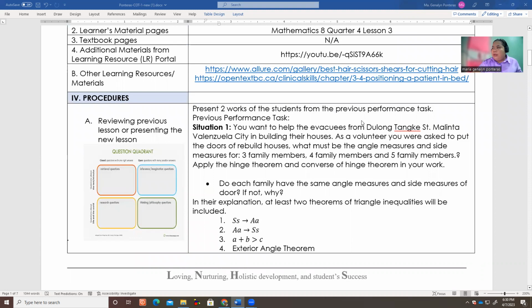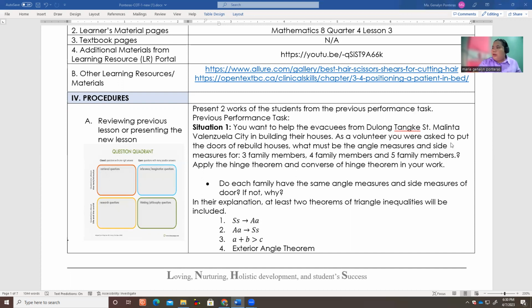Before I proceed with this topic, I asked the students about the first situation. What are they going to do? In the first situation, we want to help the evacuees from Dulong Tangkay Street, Malinta, Valenzuela City in building their houses. As a volunteer, you were asked to put the doors of the built houses. What must be the angle measures and side measures for four family members, and five family members? Apply the Hinge theorem and converse of Hinge theorem in your work.